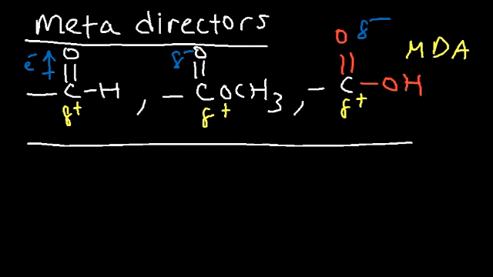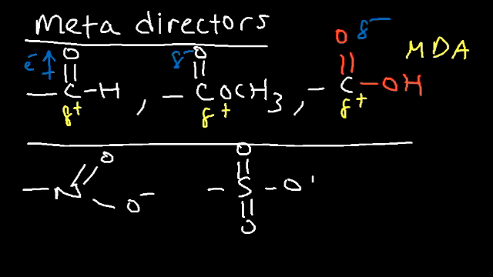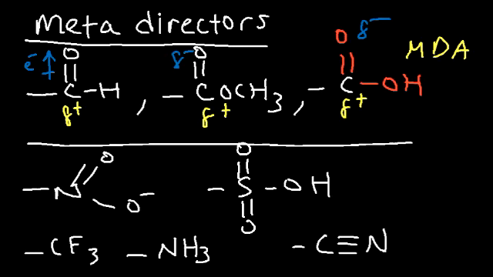And then you have some strongly deactivating groups. This includes the nitro group, NO2, which I'm going to draw like this. You have SO3H, and you have CF3, NH3, and CN. The nitro group is one of the most powerful electron withdrawing groups. The nitrogen has a positive formal charge, and it's also partially positive because it's attached to two electronegative oxygen atoms, which bear a partial negative charge.